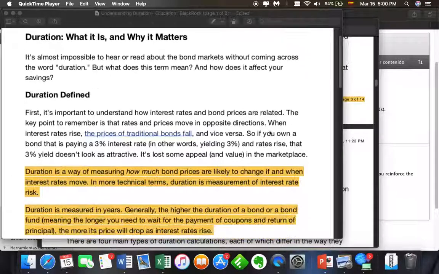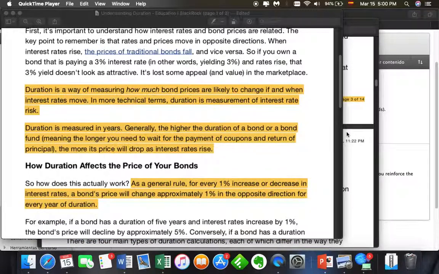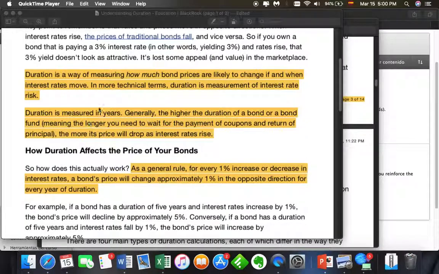Okay, so the first thing I want to touch on, and I'm just summarizing the two articles that you have in your module, is that duration is a way of measuring how much bond prices are likely to change if and when interest rates move. So that's the most important part of this risk measure. Okay, it is going to tell us how much the price is going to move.